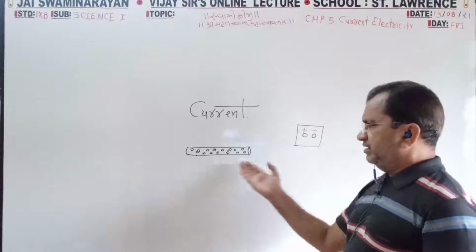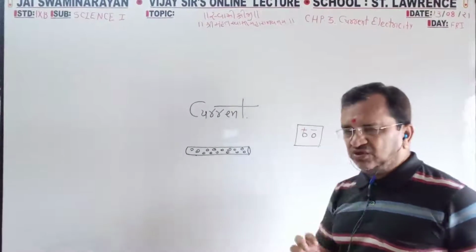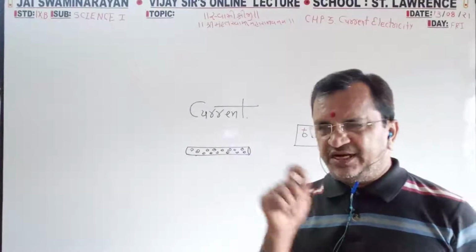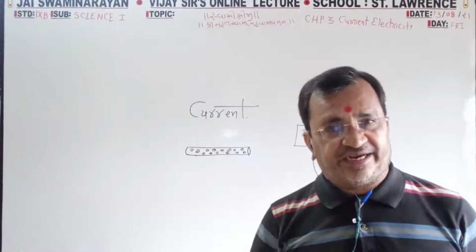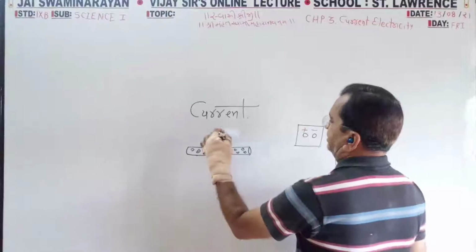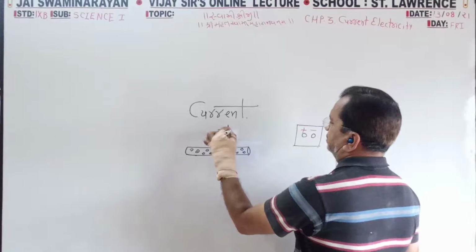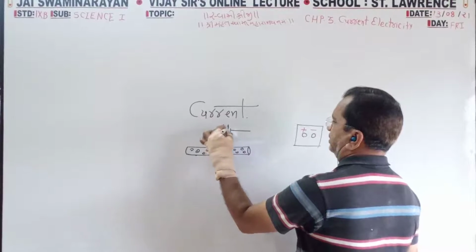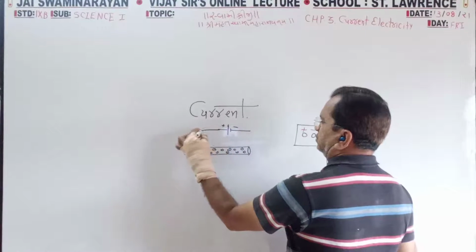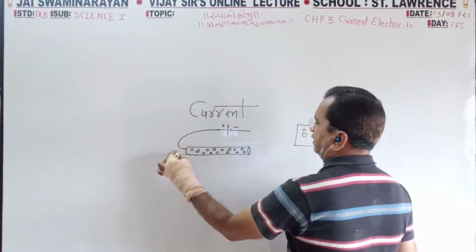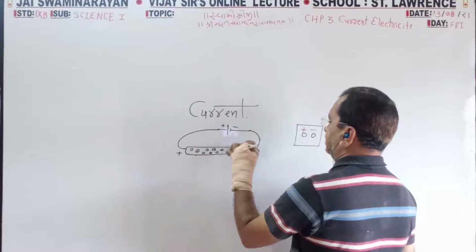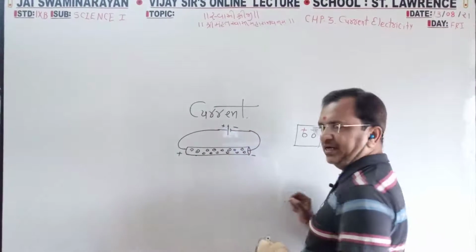I said that in a piece of metal, we can judge which end is positive and which is negative. Now there is a battery. The long line is positive, the short line is negative. This is positive, this is negative. So when it is connected to this, it becomes positive. When it is connected to this, it becomes negative.